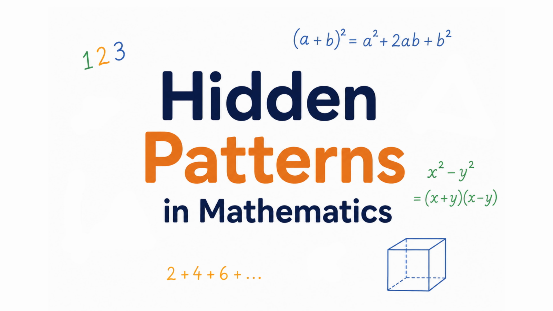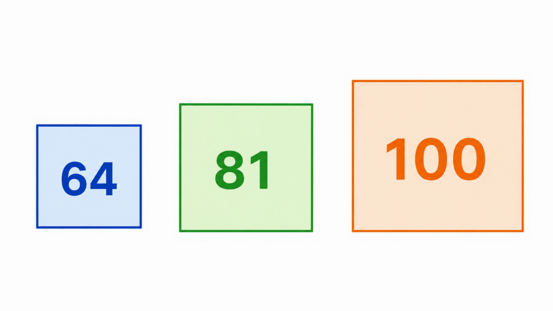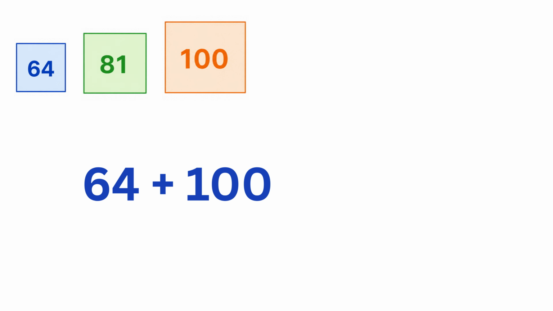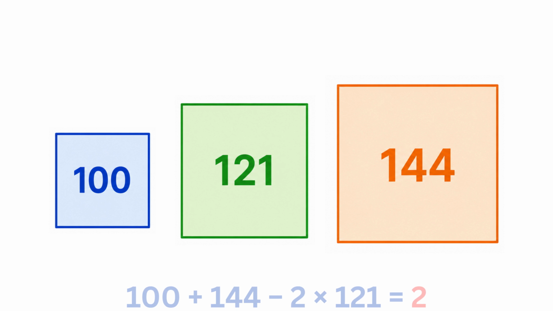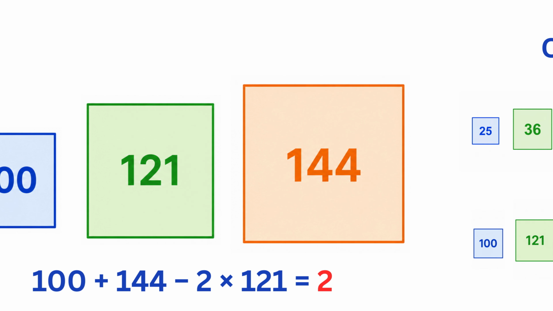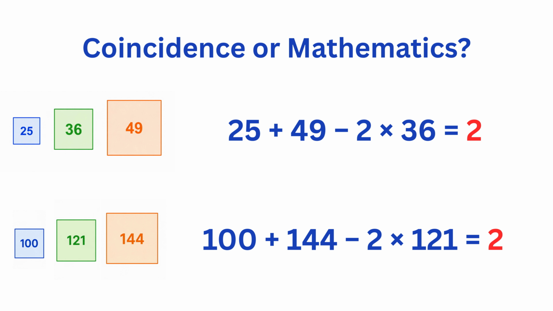Have you ever noticed that mathematics is full of hidden patterns? Take 3 consecutive square numbers. If we add the first and the last, then subtract twice the middle number, we get 2. Try it with other consecutive square numbers, and the result remains the same. Is it just a coincidence, or is there a mathematical reason behind it?